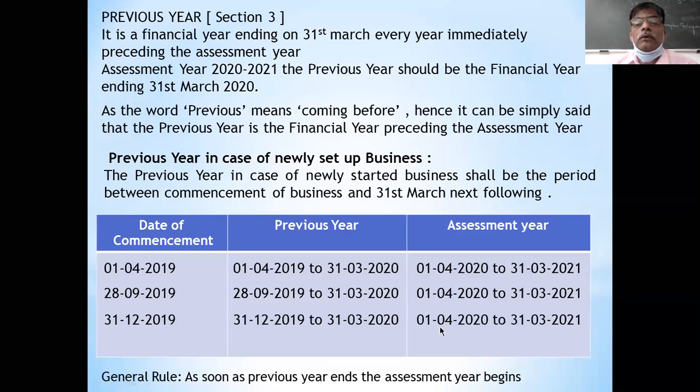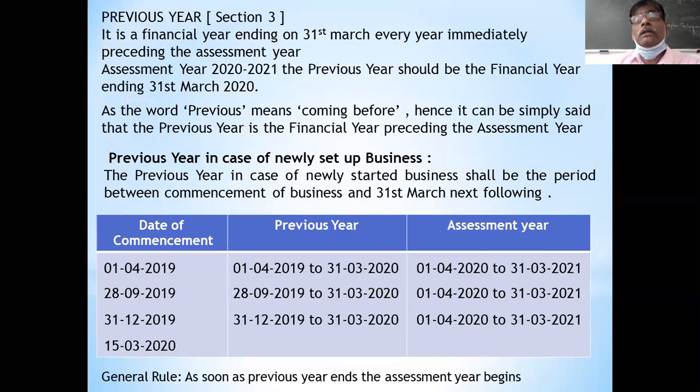Then the assessment year for this is 1/4/2020 to 31st March 2021. This is the assessment year. Let us consider this date. You started business on 15th March 2020. That is, let us consider Yugadi, the Hindu calendar new year. On 15th March, you started the business.